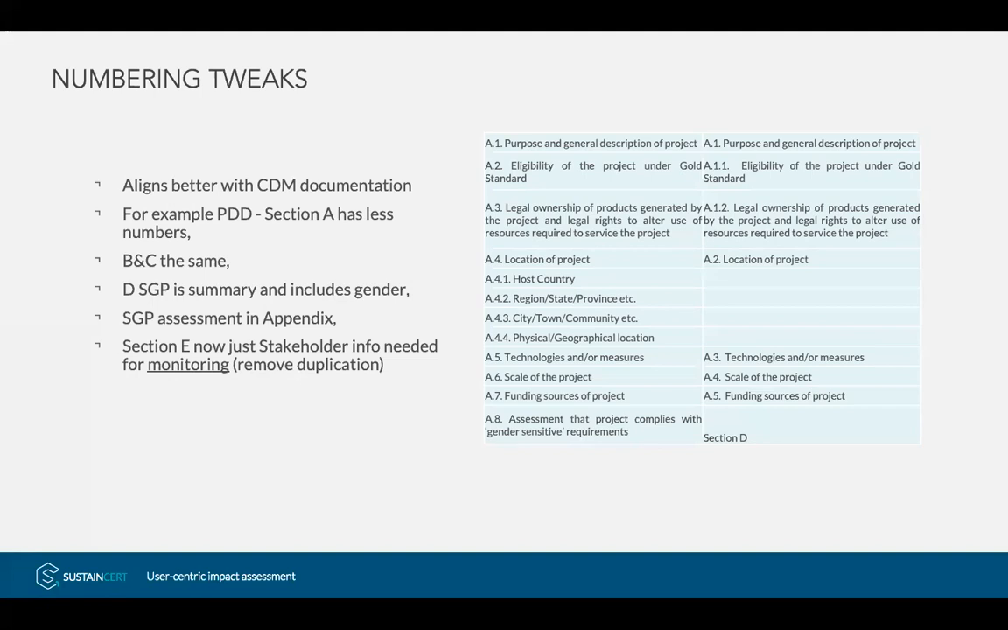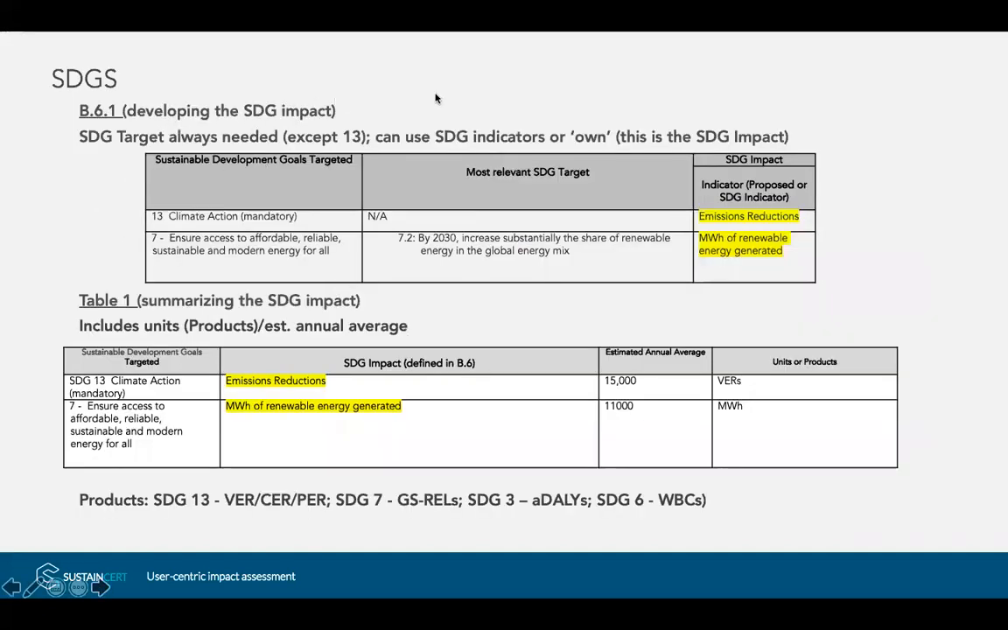The stakeholder consultation report is a lengthy, detailed report that covers very well what happened in a consultation. The bit that we need in the PDD is how that information translates into monitoring. So, talking about the main changes that you might expect.